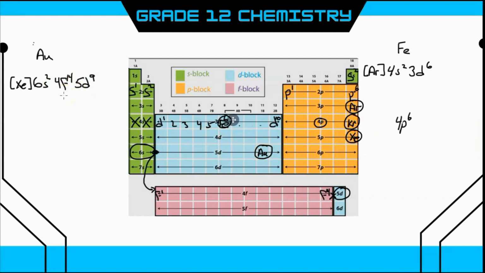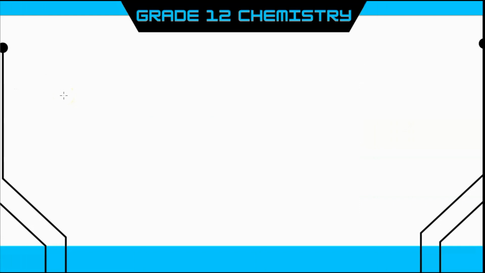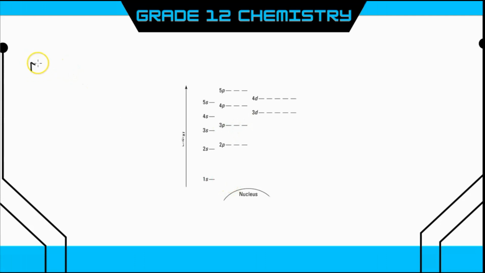All right, let's move on and let me show you some energy level diagrams. So here's an energy level diagram. And for our energy level diagram, I find it a lot clearer to show exactly where an electron is. So let's do an example. Let's do magnesium. So magnesium has an atomic number of 12. So we need 12 electrons.